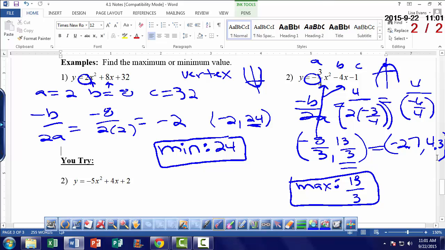Okay? I do want you to pause the video and try this last one on your own. You're basically calculating vertex. You're doing the -b over 2a, and whatever you get here, you're plugging it in for your x's. Do not leave this problem blank. And then if you have any questions, comments, or concerns, go ahead, write it at the bottom of the paper, and I'll see you tomorrow in class.